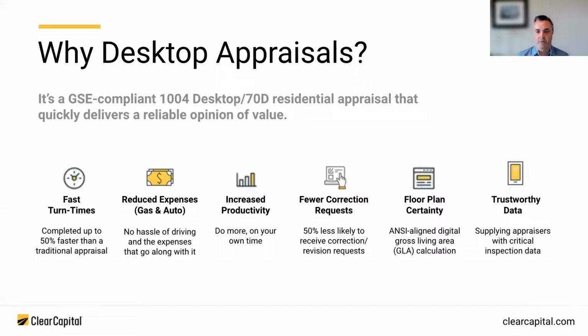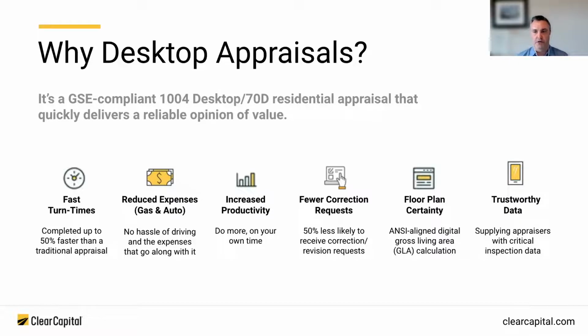So turn times are a big one in terms of how long these assignments can take. Everyone can probably relate to reduced expenses, meaning gas and auto. Right now, let's face it, gas prices are kind of at an all-time high. Appraisers specifically spend a lot of time behind the windshield driving around, and with the desktop appraisal, that eliminates that need. So it removes the hassle of driving and the auto expenses that go along with it.